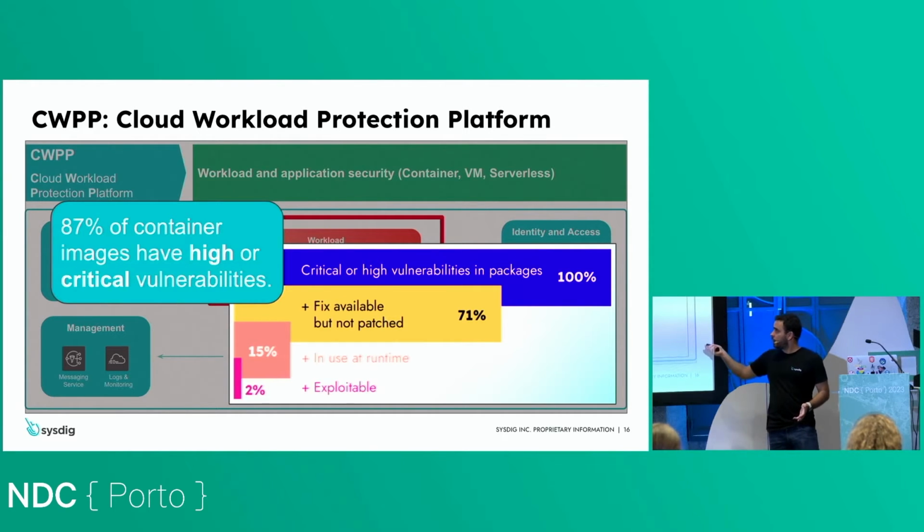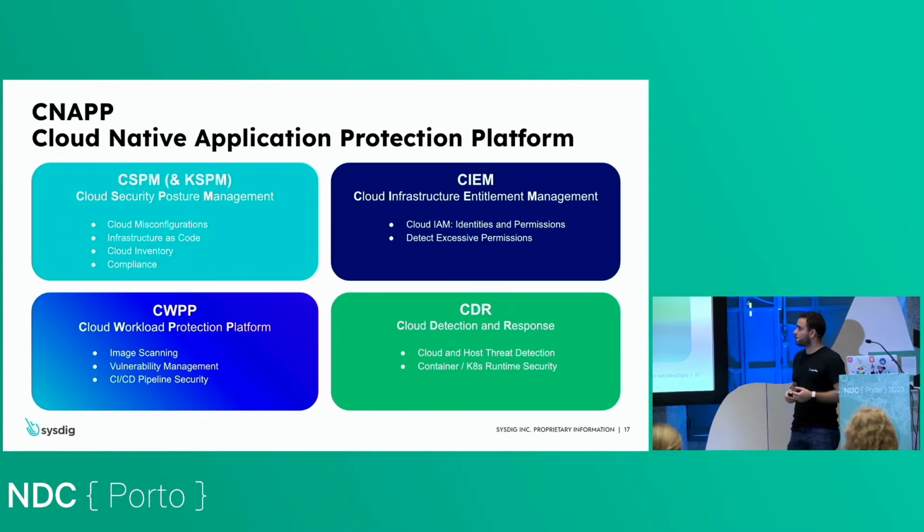Out of those 100, which ones actually have a patch available that we can use, which ones are actually used at runtime, so the libraries are actually being loaded and the vulnerability is actually loaded into memory, and which one of those at the end of the day are actually exploitable, right? So only 2%. If you have the tools to actually narrow it down, you're basically going to be way more efficient.